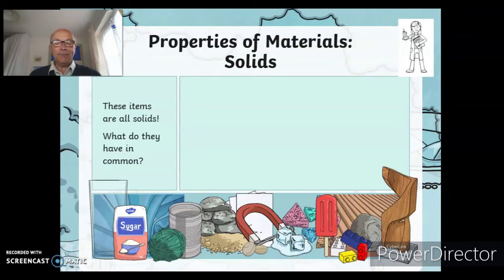Have a look at this picture. All these items at the bottom are solids. What do they have in common? Pause the video while you have a little think. When you're ready, restart it.